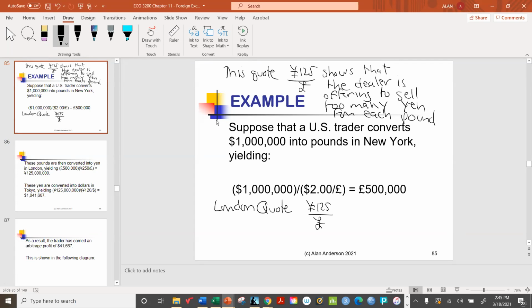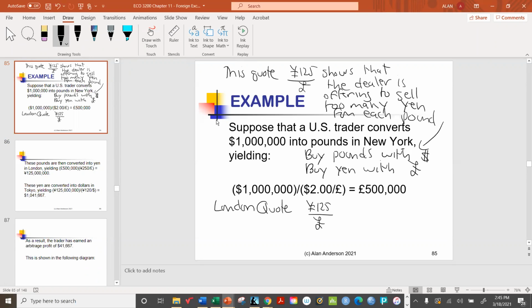And so therefore, what are we going to do? Our strategy based on that should be buy pounds, sell with dollars, that is, buy yen with pounds.